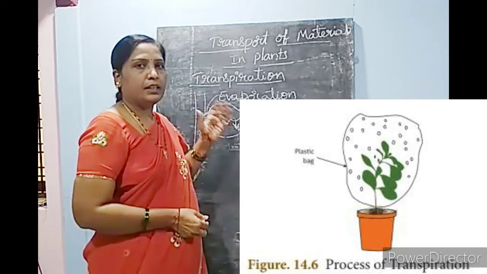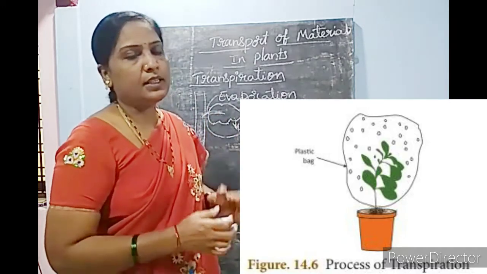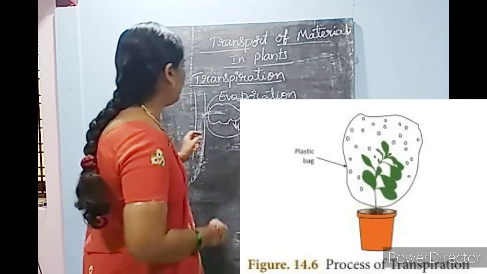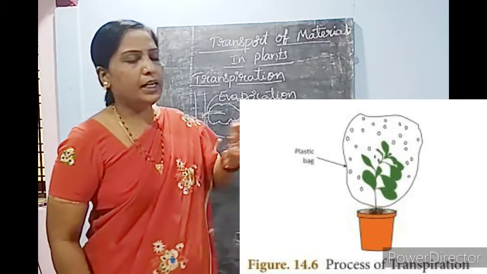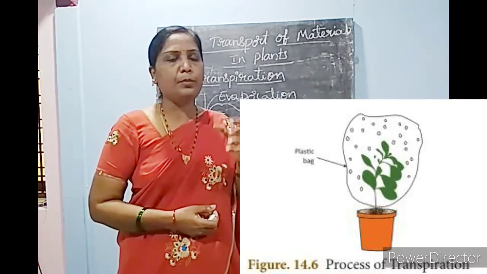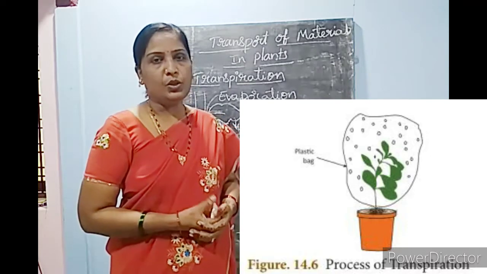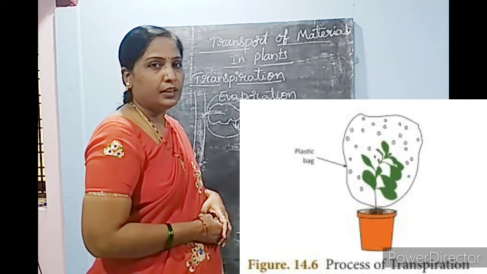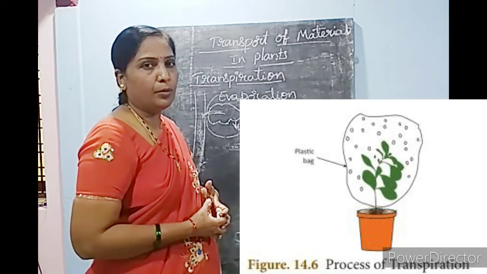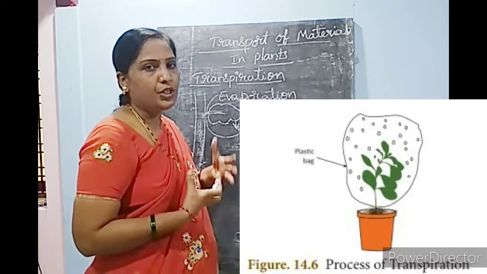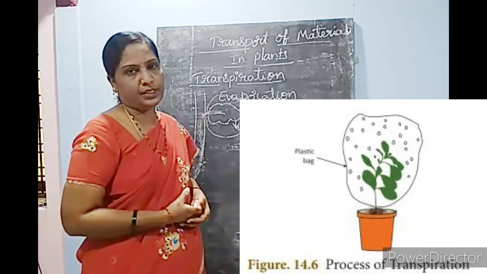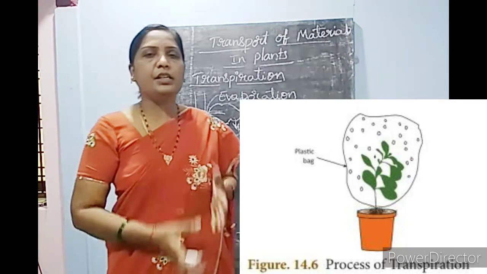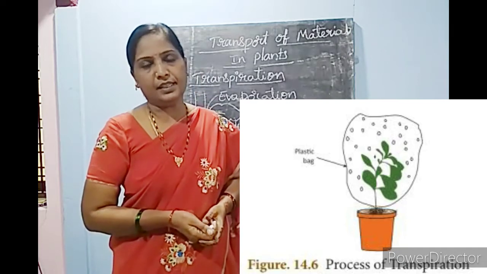And keep this apparatus, let this cover be there for at least one day. And the next day morning, you slowly remove this cover and observe inside the cover, you can see some droplets of water. So this water, where does it come from? The water molecules are formed because of the transpiration process which occurred in the leaves. So in this way, the materials are getting transported in plants.